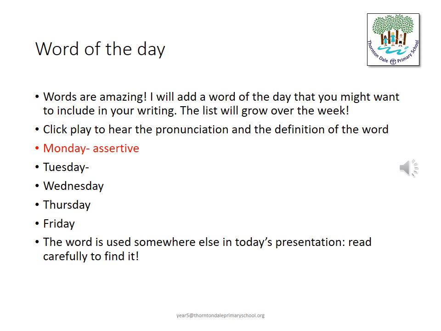Assertive is an adjective, and it's used to describe something or someone who is bold or forceful or very positive and self-confident.